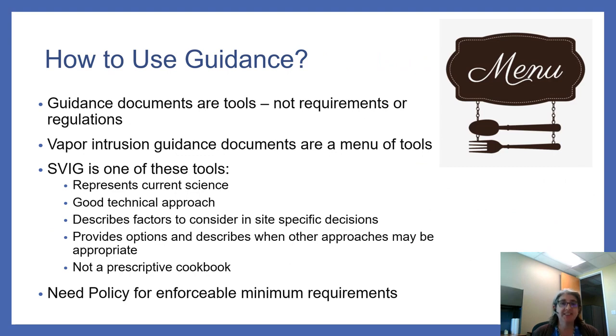How do you use guidance? Guidance documents are tools. They aren't requirements or regulations. Think of vapor intrusion guidance documents as a menu of tools. The vapor intrusion guidance is one of these tools. It represents current science. It presents a good technical approach. It describes factors to consider in site-specific decisions. It provides options and describes when other approaches may be appropriate. It is not a prescriptive cookbook. And we need policy for enforceable minimum requirements.